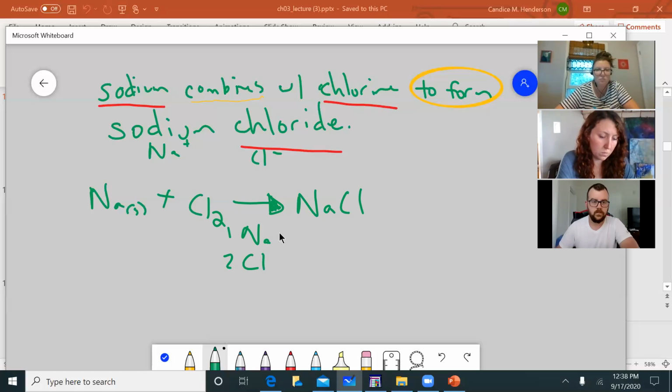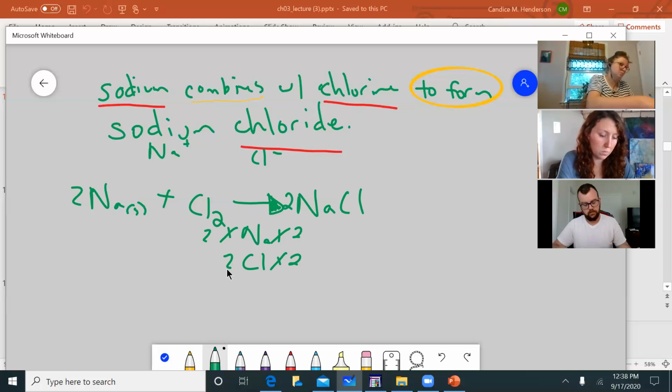Because we've got the 2 there, it changes things. We've got 1, 2, 1, 1. So I'm going to put a 2 in front of this. That changes this to 2, changes this to 2. And now we've got to throw a 2 in front of the sodium. Okay. So make sure you're including your diatomics because they can be tricky.